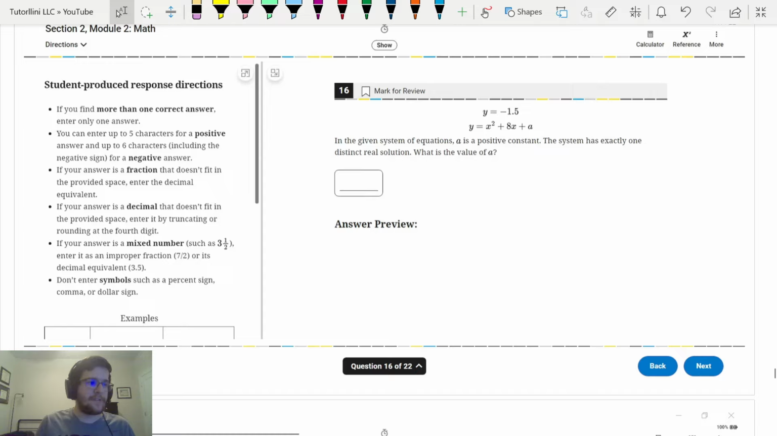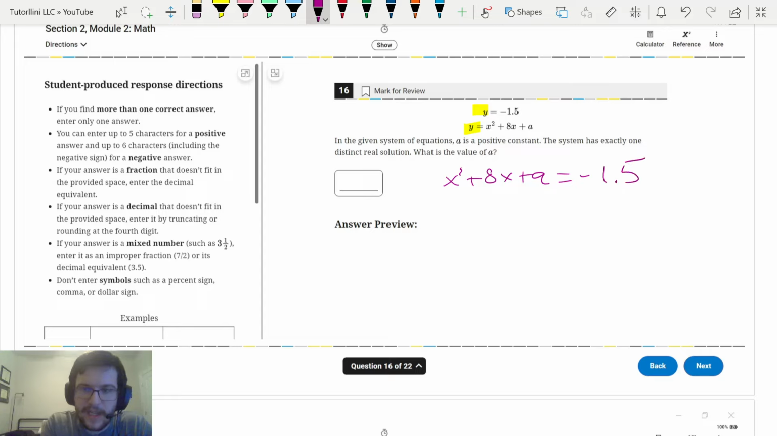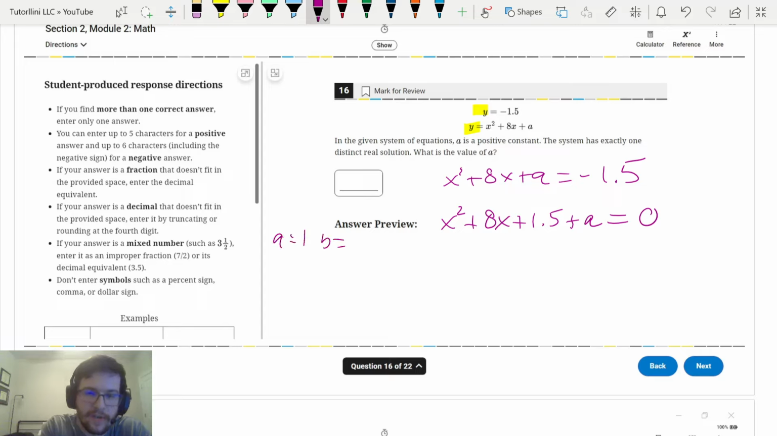All right. So if this were multiple choice, we could guess and check, but it's not, so we can't. So for a linear quadratic system, what you do is you substitute. Notice how y and y are both by themselves, so I can just set them equal. So x squared plus 8x plus a equals -1.5. Now I'm going to get them all to one side, so x squared plus 8x, and I'm going to add 1.5. So plus 1.5 plus a equals 0. So now A, B, C: A equals 1, B equals 8, and C equals 1.5 plus A.